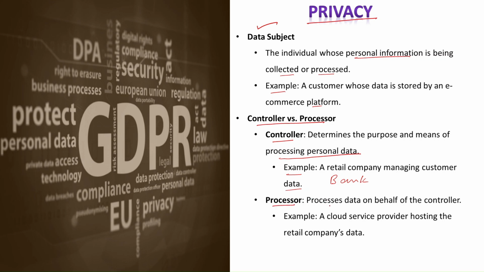What is then the processor? So processor processes data on behalf of the controller. For example, a cloud service provider hosting the retail company's data. Or you can also say that, let's suppose, the bank's customers' data is stored inside the cloud. So the cloud that processes the data is the processor. Processor is not the owner, rather it processes data on behalf of the controller.